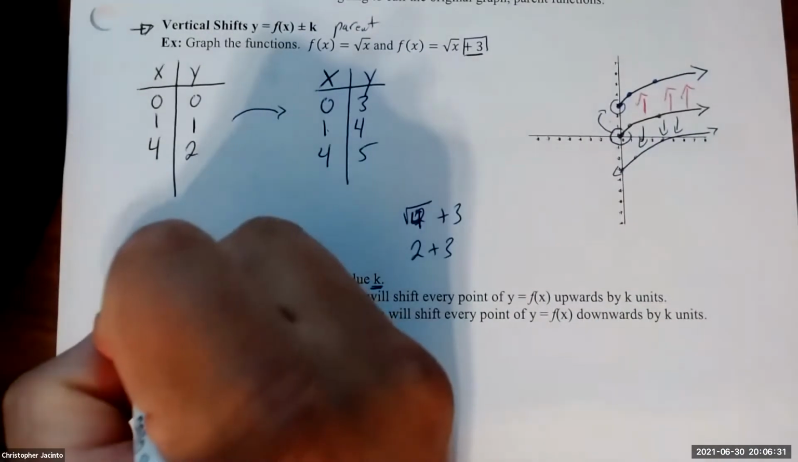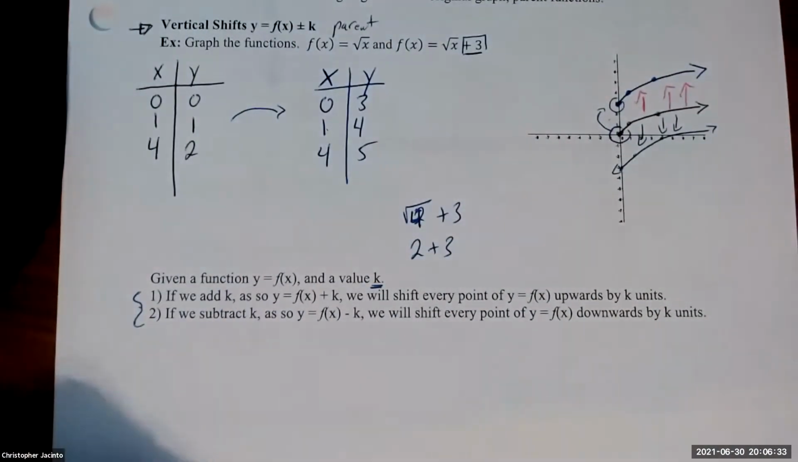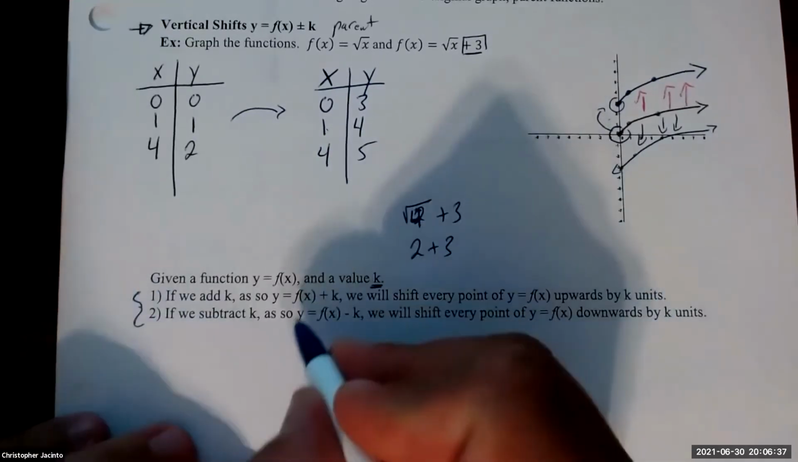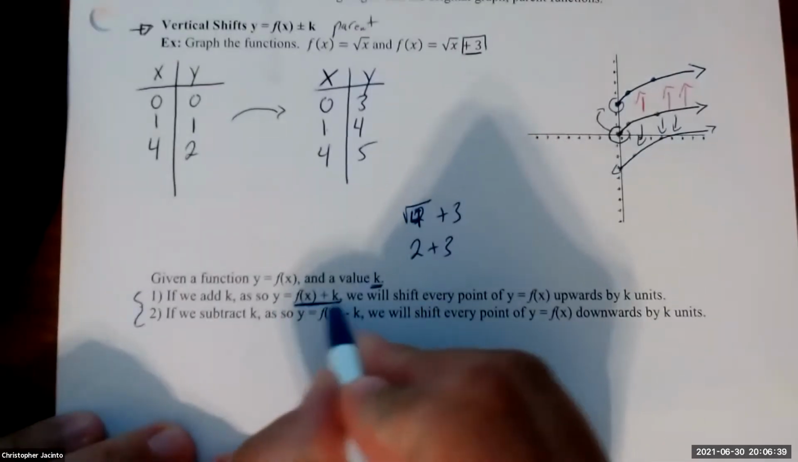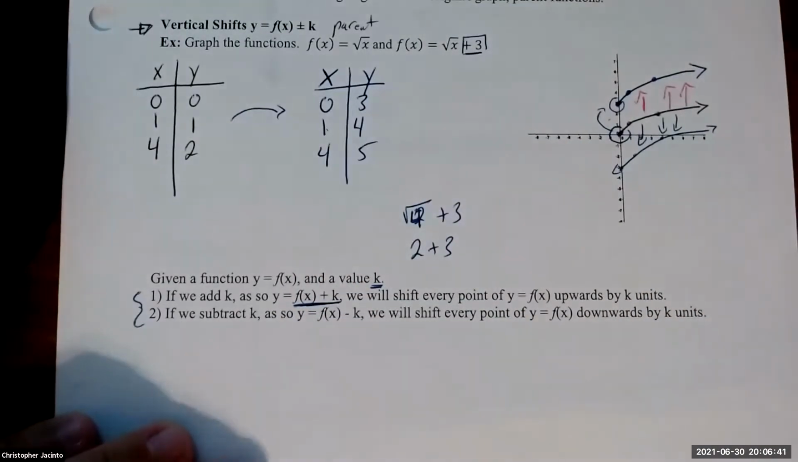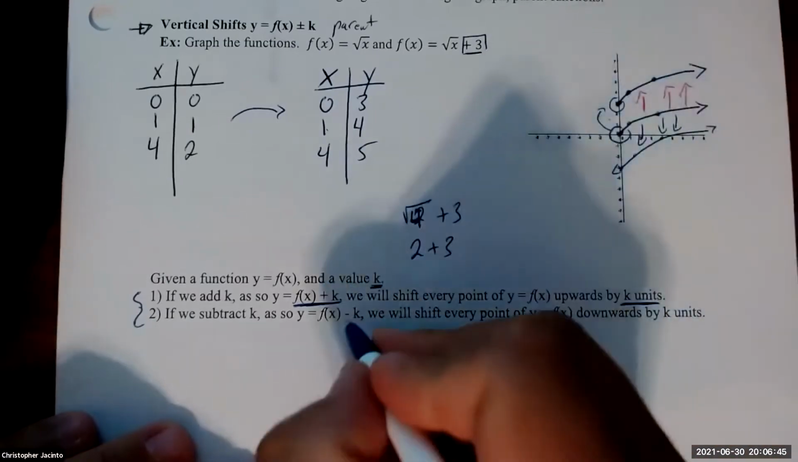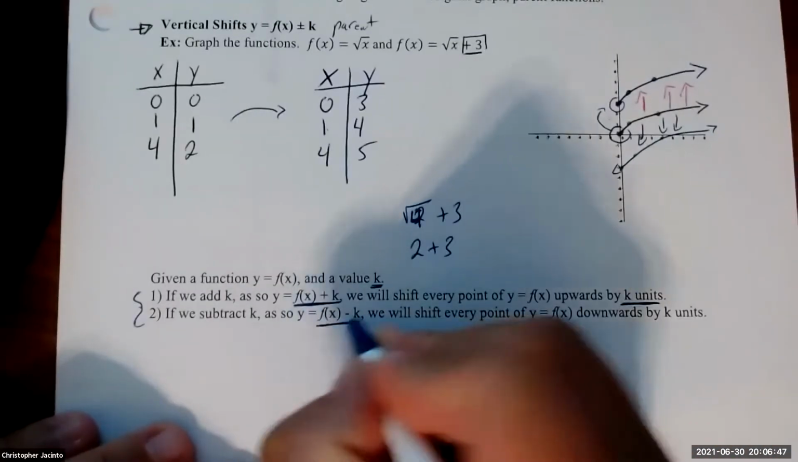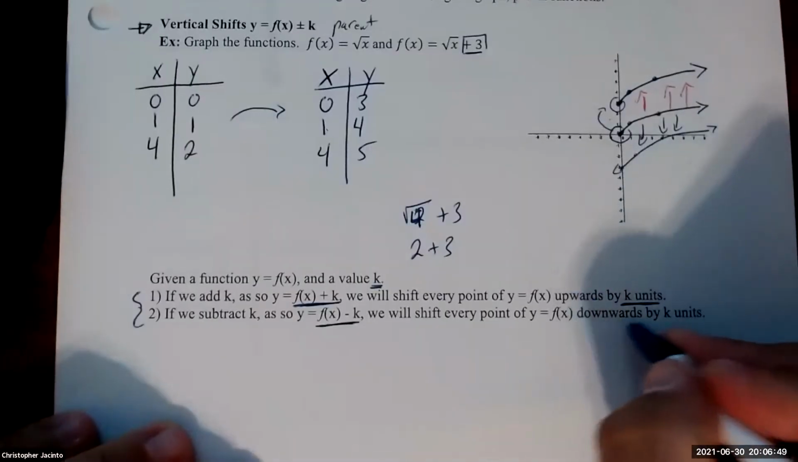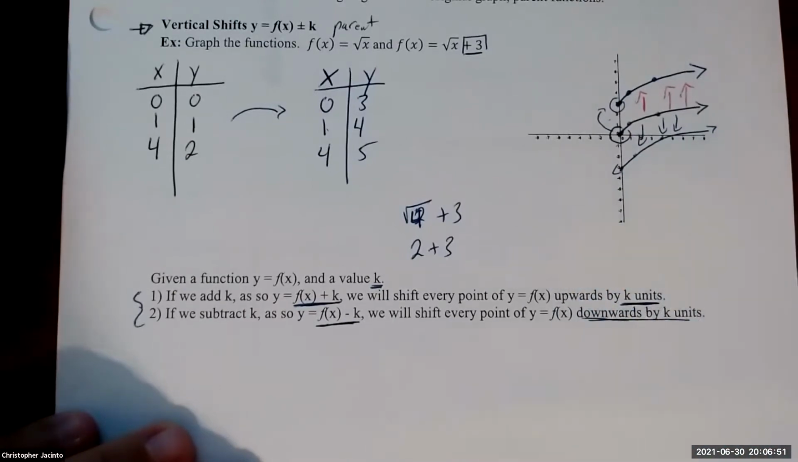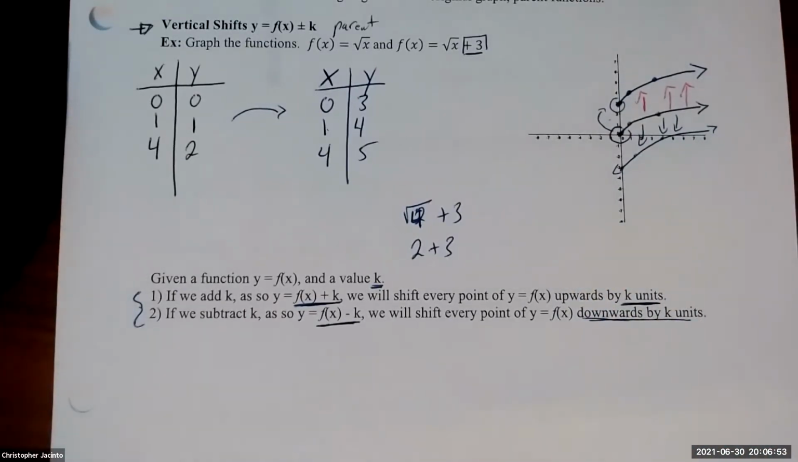So therefore, we get a very special rule here. Okay. So we have a value of k where we have the situation as this, so there's a plus k there. Therefore, we shift everything up by k units. However, if we have a negative k value, like minus 3, we shift everything downwards by k units. Okay.